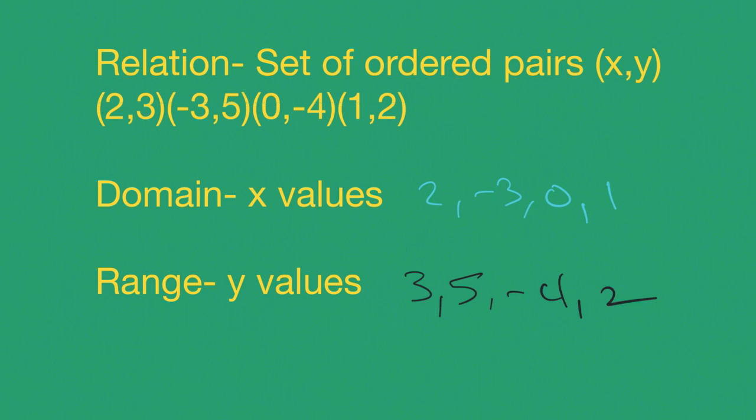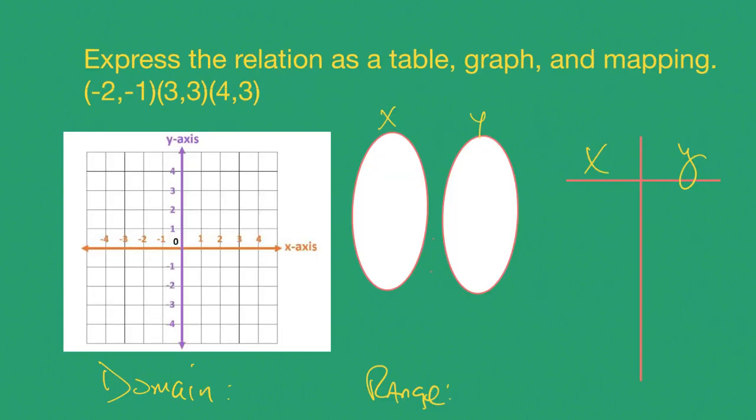All right, we good? Everybody good? All right. Okay, this is more of what you're going to be doing today. And again, we're going to try to get comfortable taking a relation and expressing it as a table, a graph, or a map, or a mapping, okay?